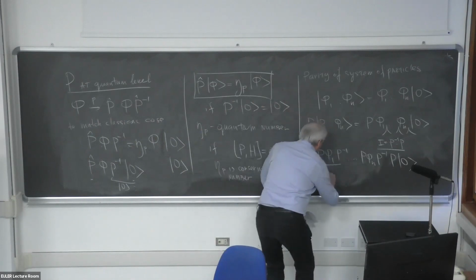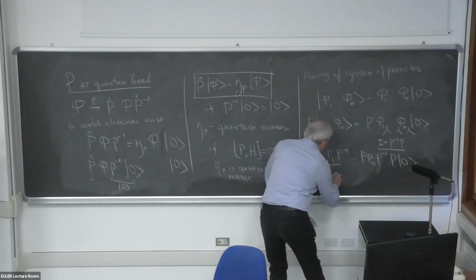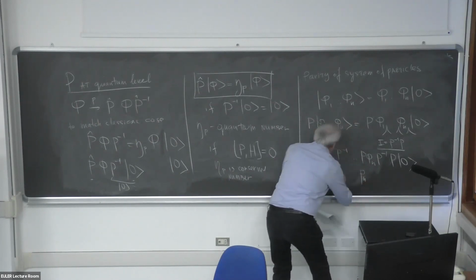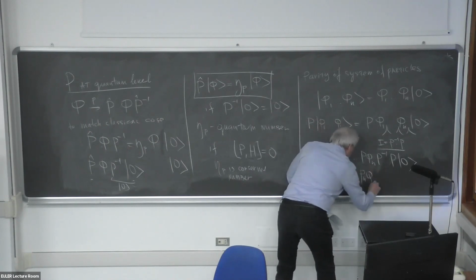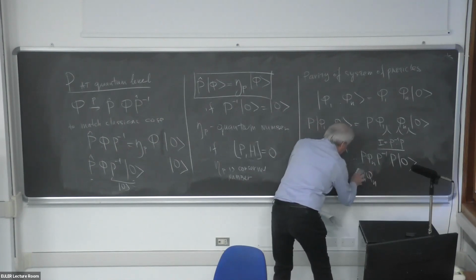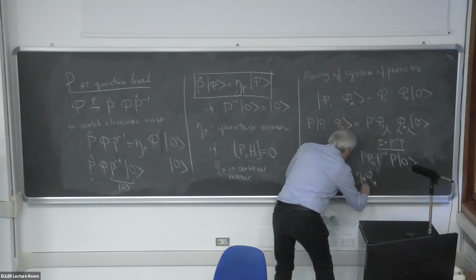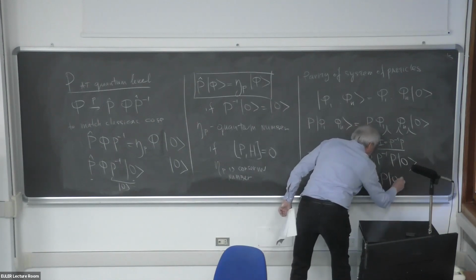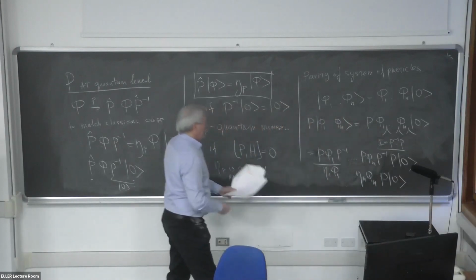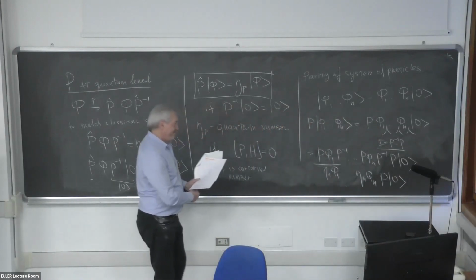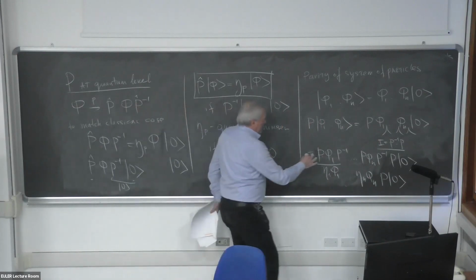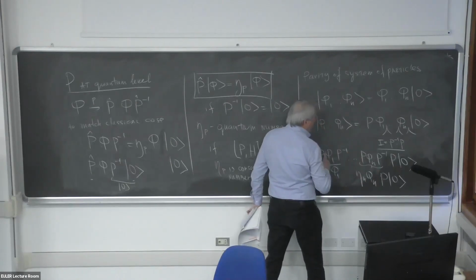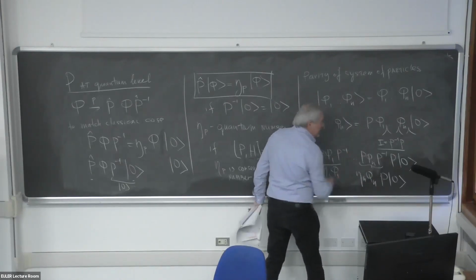So now what is this? This is the parity of the state 1. This is the parity of the state n multiplied by F1 multiplied by Fn. Sorry, this is F1, right? And this here as well. And now I have here P acting on vacuum. So in each of these terms, I have this combination now: parity operator, a field, parity operator to the minus 1.